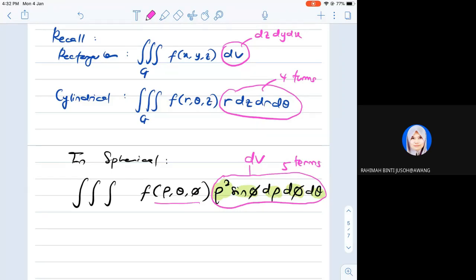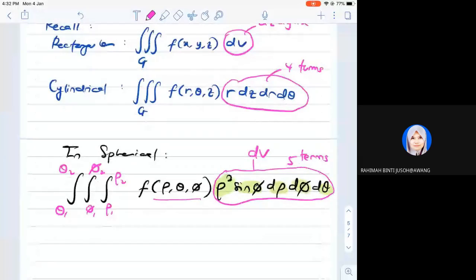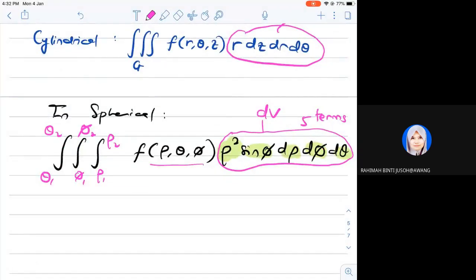And then the first limit should be rho 1, rho 2, and then phi 1, phi 2. I'm confused with theta. Wait, phi 2, and this is theta 1 and theta 2. The position for theta and phi can be changed, so you can integrate with respect to theta first, followed by phi. It's up to you. But rho must be the first.